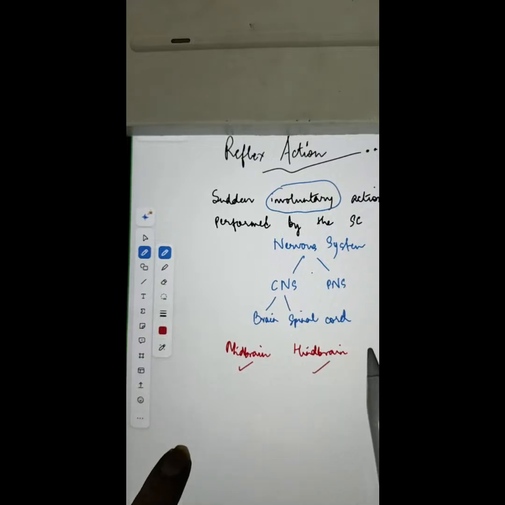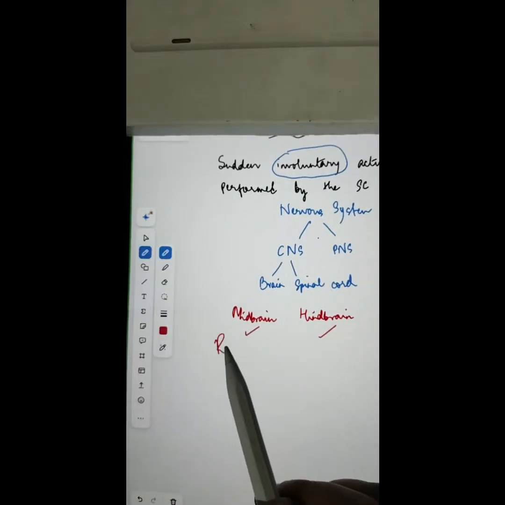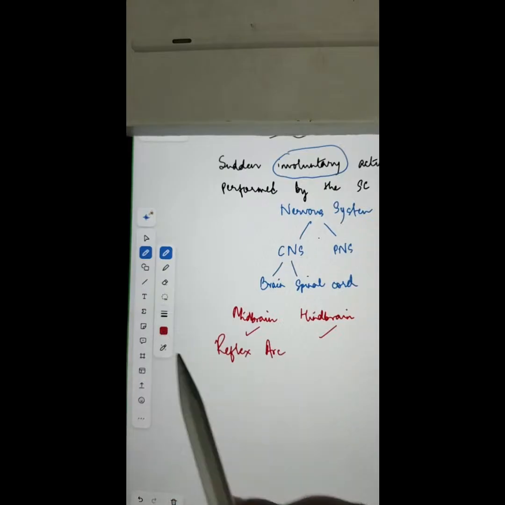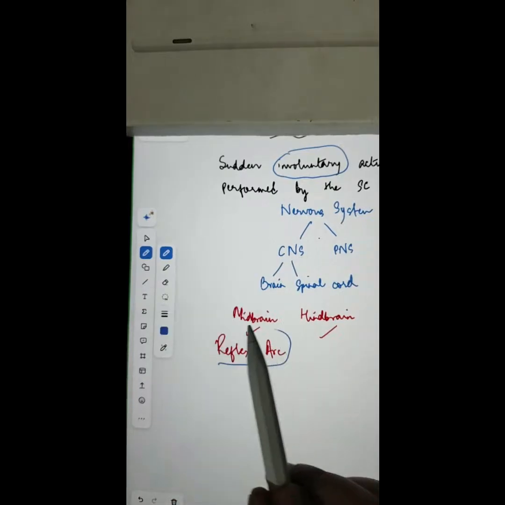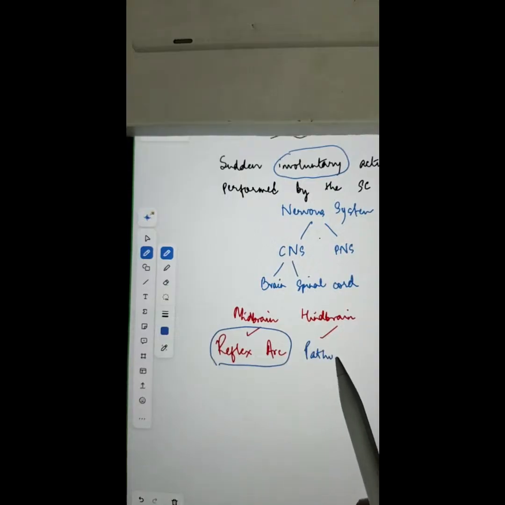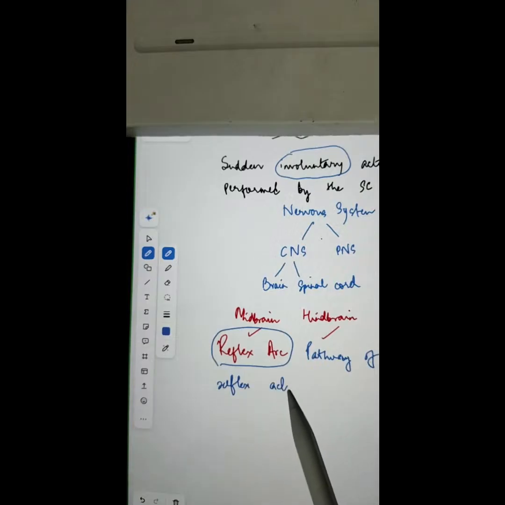So this was the definition of reflex action. Now let's understand what a reflex arc is. The reflex arc is the pathway of reflex action. The pathway of reflex action is known as the reflex arc.